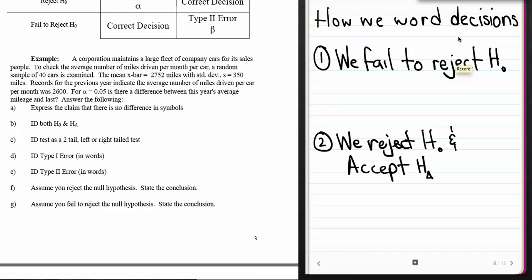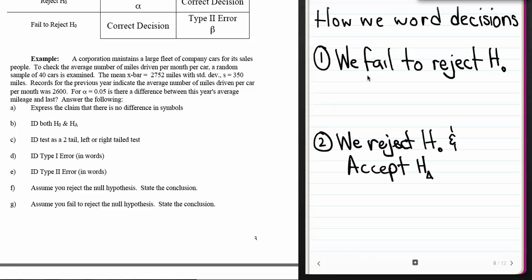Continuing on with the basics of hypothesis, the first thing that we want to discuss before we actually try an example is how we word decisions. So in my classes, what I request students to do is to make a decision and then to write a formal conclusion based upon that decision. And I differentiate between the two of them. So let's first of all talk about decisions.